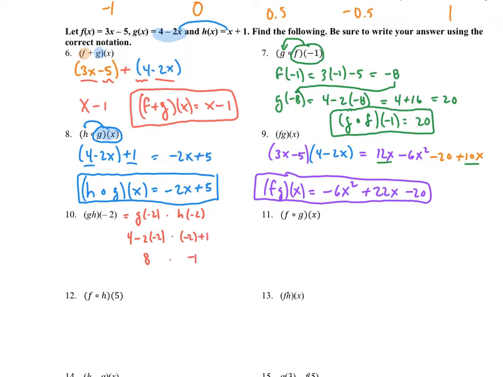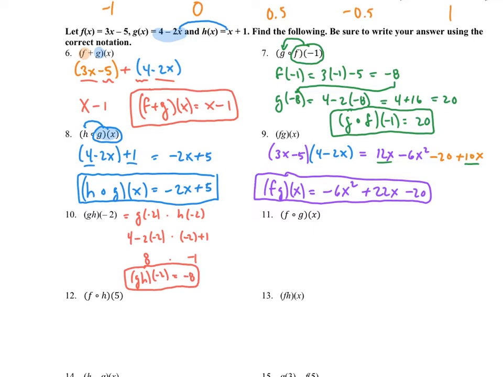And multiply, so g times h of negative 2 equals negative 8. So when you do multiply those together, you get negative 8.